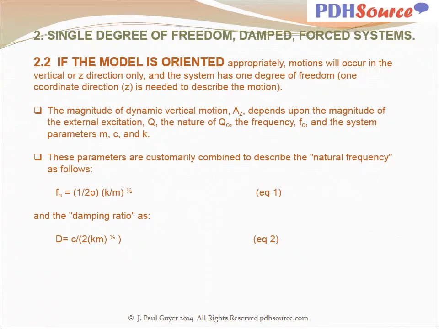If the model is oriented appropriately, motions will occur in the vertical or Z direction only, and the system has 1 degree of freedom. 1 coordinate direction, Z, is needed to describe the motion. The magnitude of dynamic vertical motion, A sub Z, depends upon the magnitude of the external excitation, Q sub O, the frequency F sub O, and the system parameters, M, C, and K.